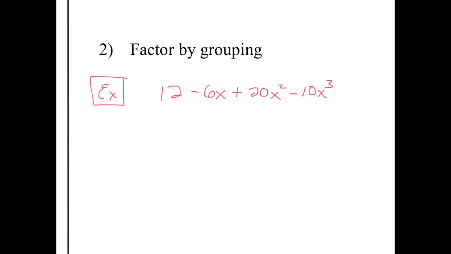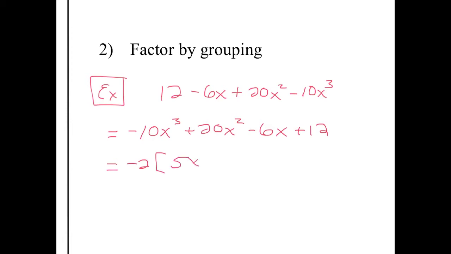Our pre-steps that we mentioned earlier is to write the terms in descending order with respect to the exponents. So it would be negative 10x cubed plus 20x squared minus 6x plus 12. Second pre-step is to make sure that the leading coefficient is positive. Right now it's negative. In addition to that, I'm also going to factor out the greatest common factor. So I'm going to factor out a negative 2. What I'm left with is 5x cubed minus 10x squared plus 3x minus 6.